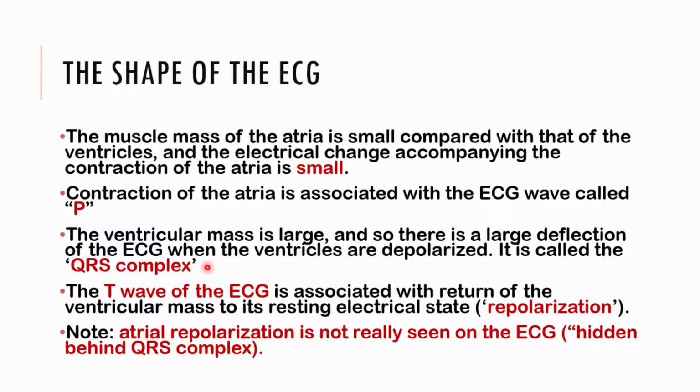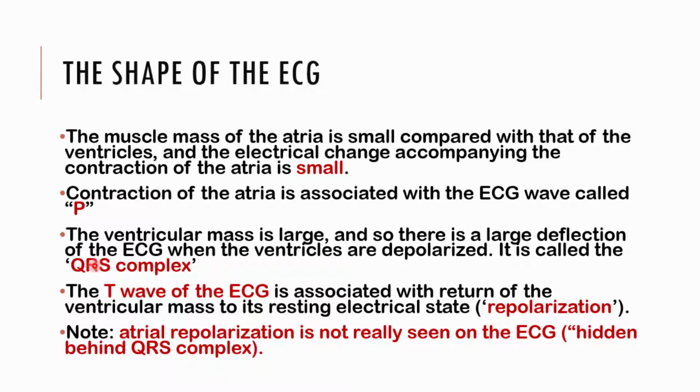So remember that the heart is made up of muscle. The atria are made up of muscle. The ventricles are made up of muscle. And the muscle mass of the atrium is far less than the muscle mass of the ventricle. So when the atria contract, they depolarize, and the contraction is very small. The waveform generated from the contraction of the atrium is referred to as the P wave. On the other hand, the ventricles are very large, and when they depolarize, they result in a large depolarization, which is referred to as a QRS complex.